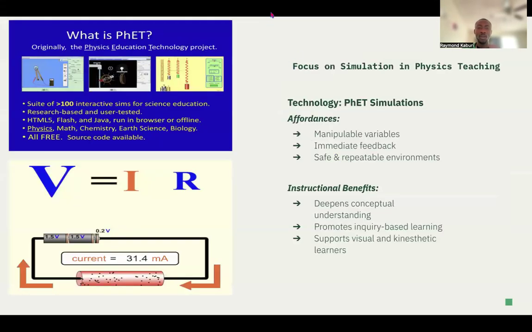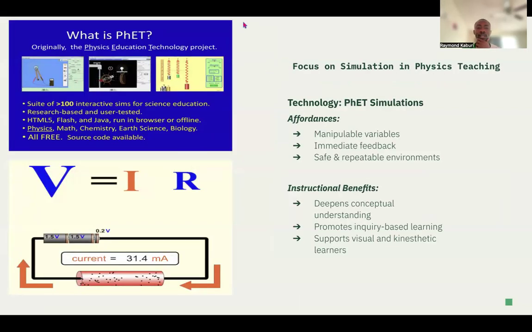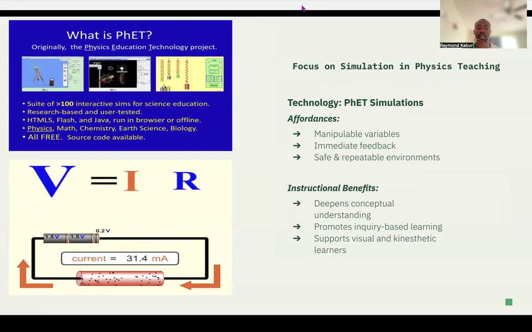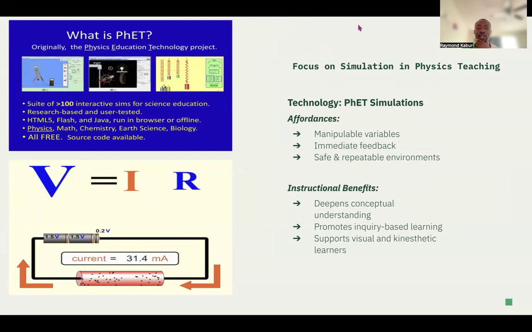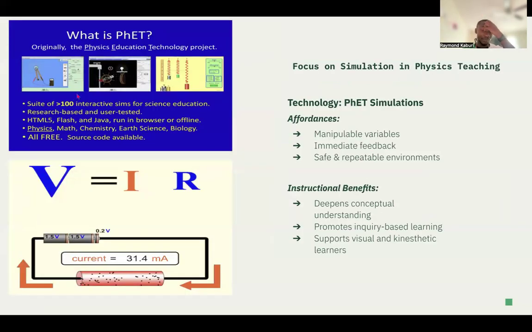Now I want to look at what this is, the PhET. What is the PhET? So the PhET is originally called the Physics Educational Technology, and it has a lot of interactive sims for science education. It's a research-based project which is user-friendly, and it has been tested by research.